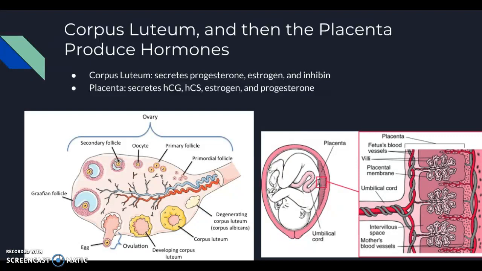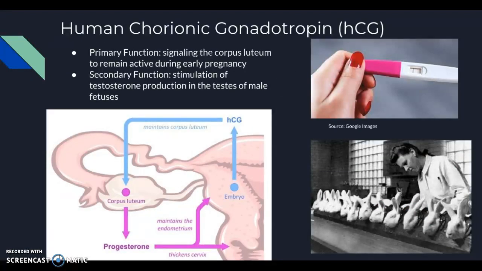The image on the right is showing the placenta, and I wanted to point out in the zoomed in portion, the closer look at the placenta, that the maternal and fetal blood are very closely connected by the placenta. This means that the hormones produced by the placenta will enter the maternal bloodstream rapidly. So the first hormone produced by the placenta that I want to discuss is HCG, human chorionic gonadotropin.